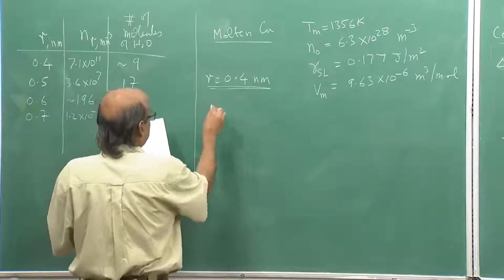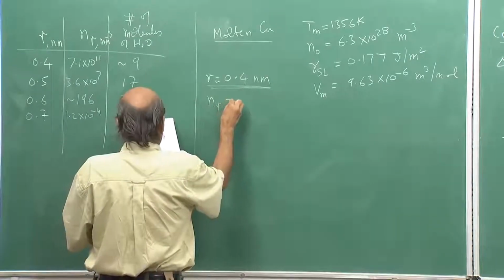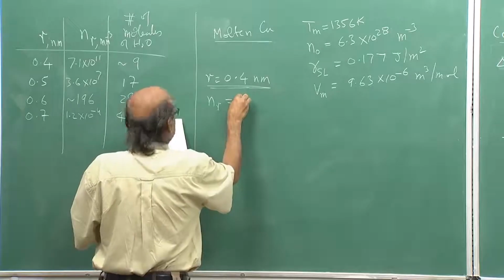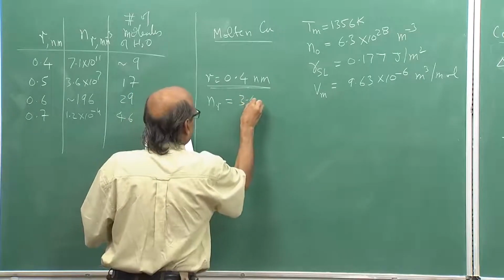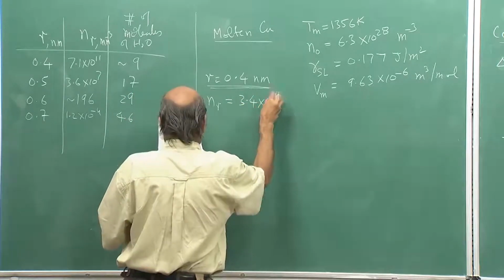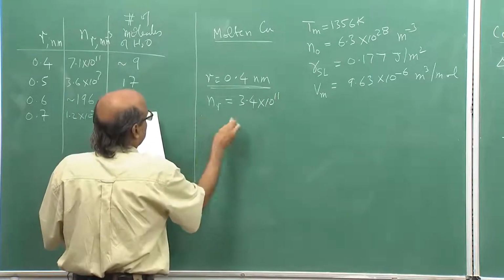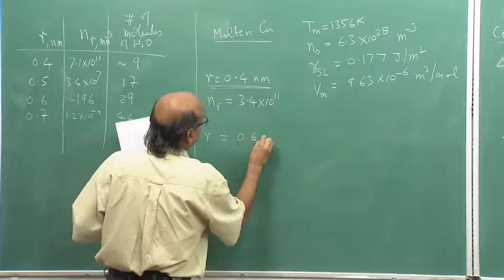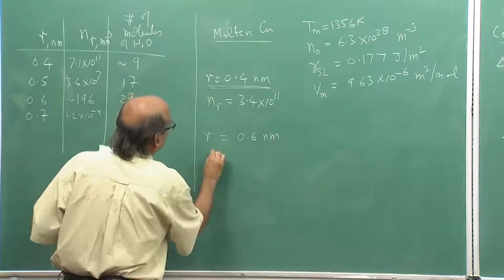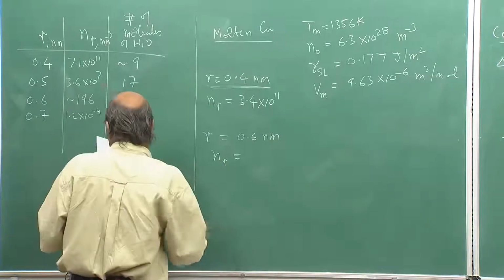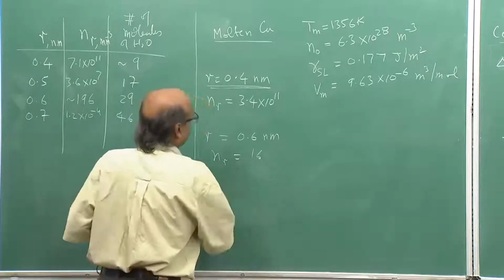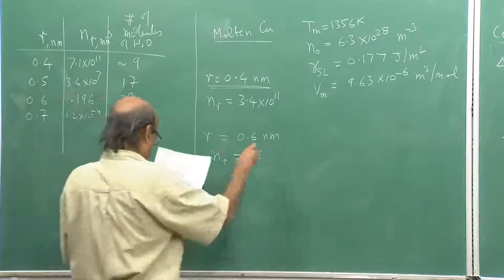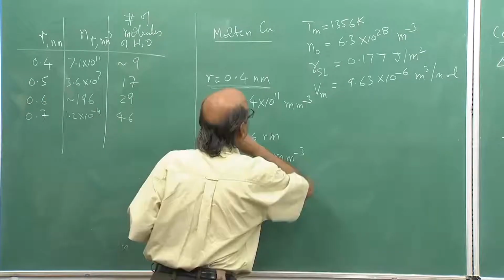then NR is 3.4 into 10 to power 11. For R equals 0.6 nanometers, NR is only 16, again this is per millimeter cube.